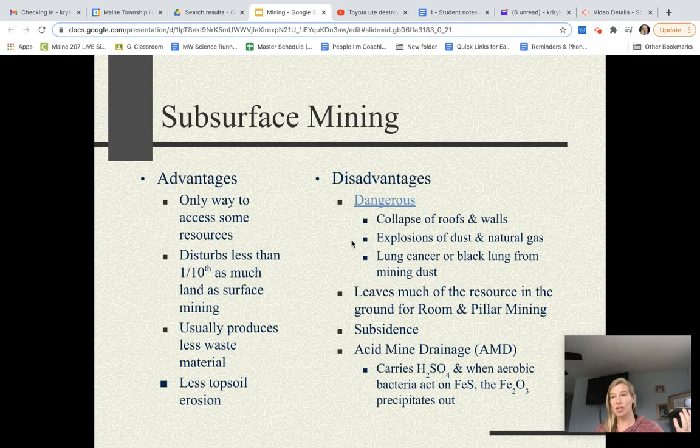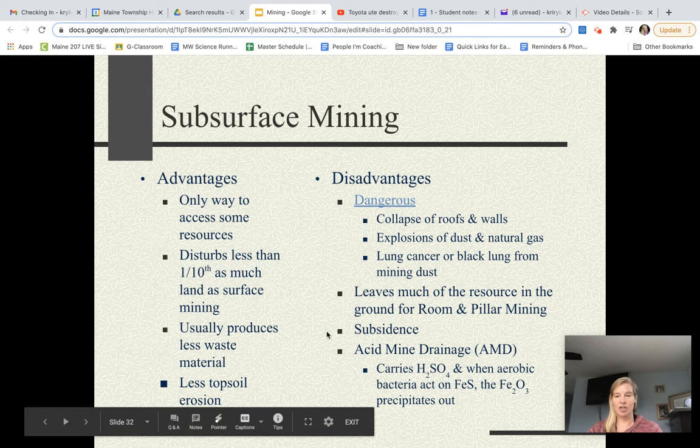There can be explosions. I'm digging out coal and things that are flammable, with dust, and there can be explosions. You'll hear about black lung disease or lung cancer in miners, very common because they're in small confined areas with lots of dust. You can also leave the resource in the ground with room and pillar mining, and have that cave-in, that subsidence. You also can have acid mine drainage, definitely from subsurface mining. Both subsurface mining and surface mining have acid mine drainage.